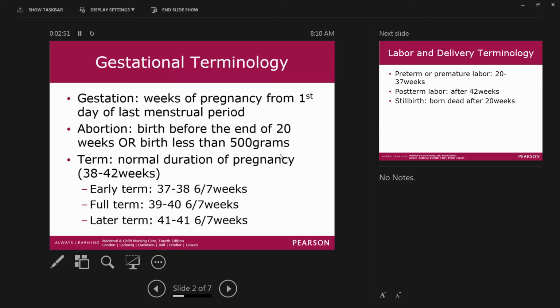And then less than 500 grams. So they could be 21, 22 weeks, but if the baby weighed less than 500 grams, we're still going to call it an abortion, okay?